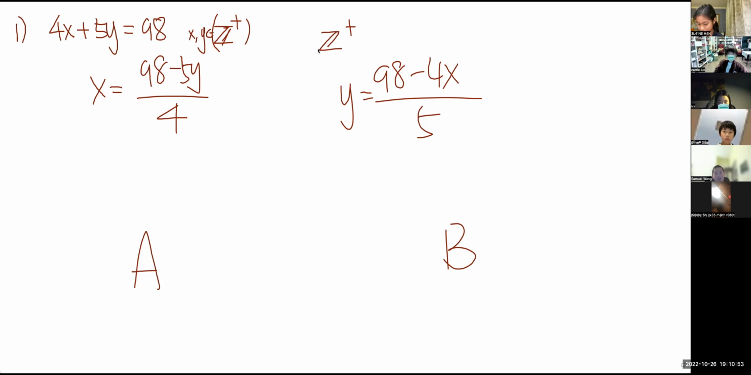Okay, everybody, I'm going to end the poll and share the result. So 71% of the students make a good choice. So I'm going to explain why y is better than x.